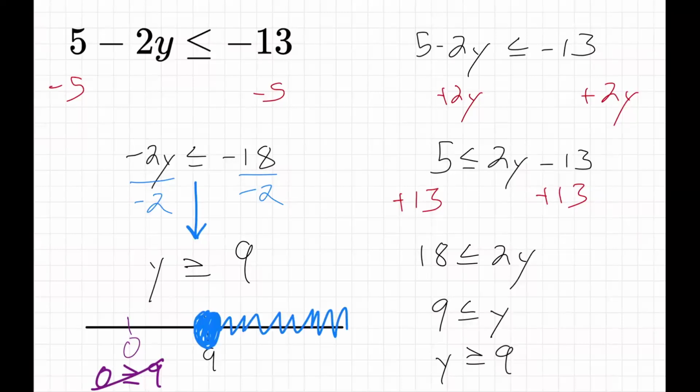Gotcha. Now, as far as the interval notation, we put 9 comma infinity. What's the difference here, though? Because we can use a 9. This is where you would see the bracket used, okay?